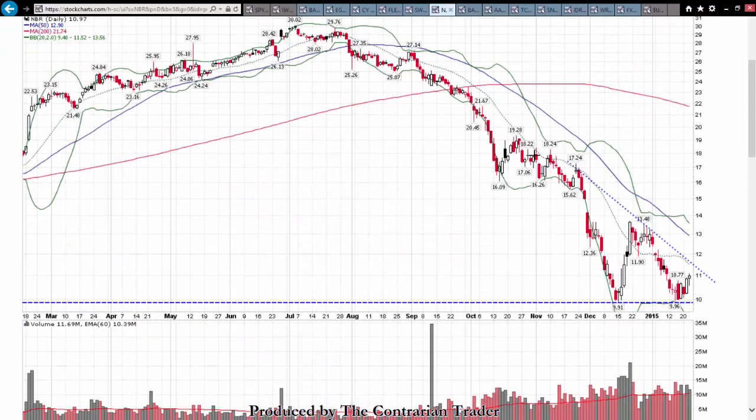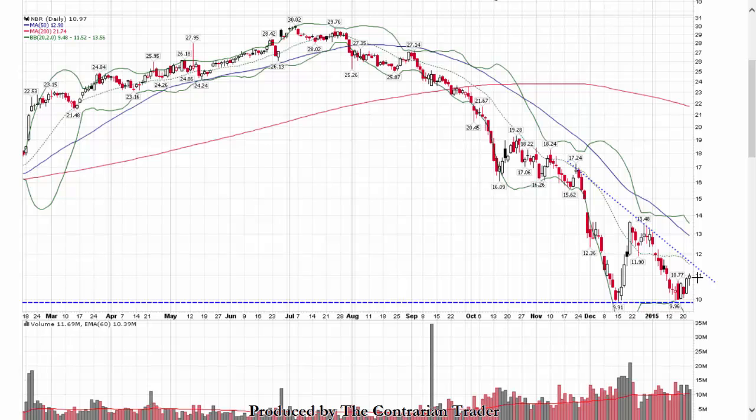Nabors Industries. You may see a pop tomorrow on NBR. I'm not sure whether or not it's ripe to break out yet. Again, strong U.S. dollar should be bearish for oil. So what does that mean for Nabors, which is in the oil services sector? It probably means that it's going to come back down and retest the support level.